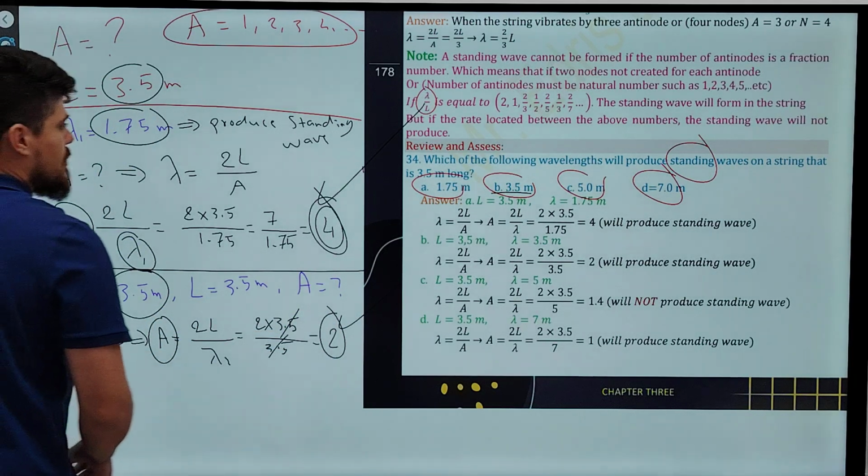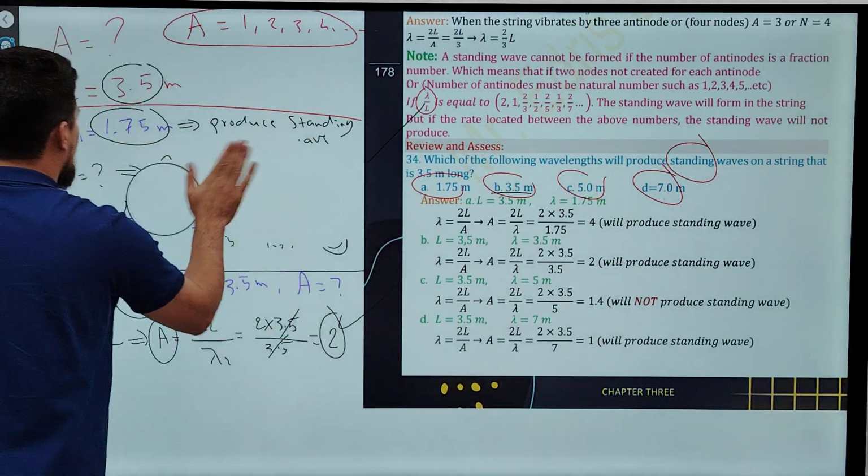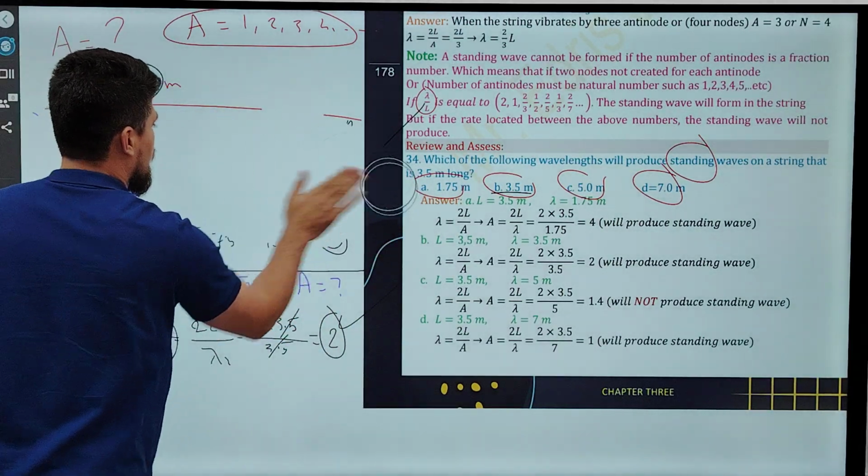Okay? For the next one, the C, wavelength C.